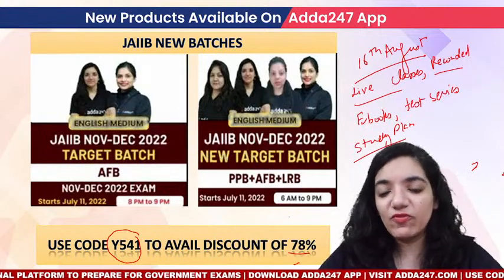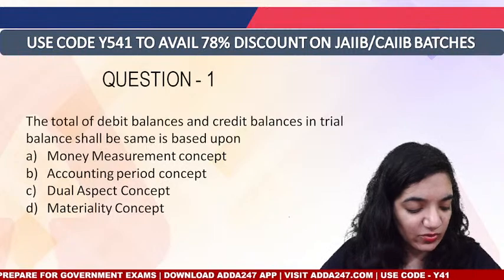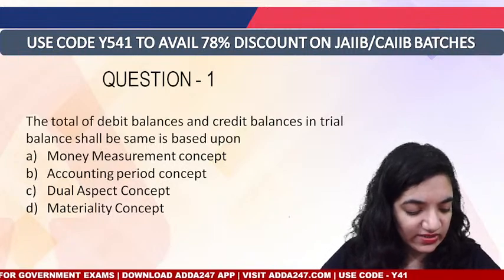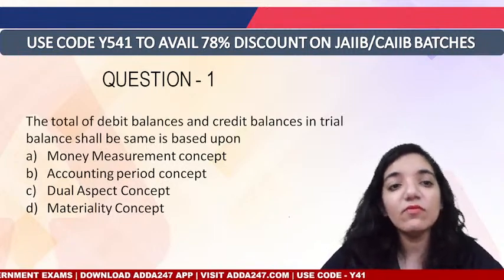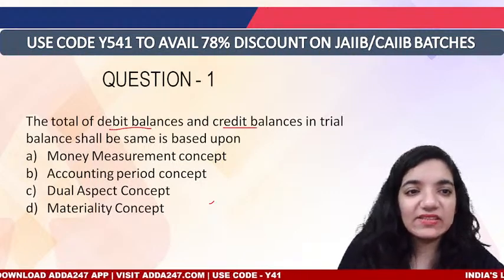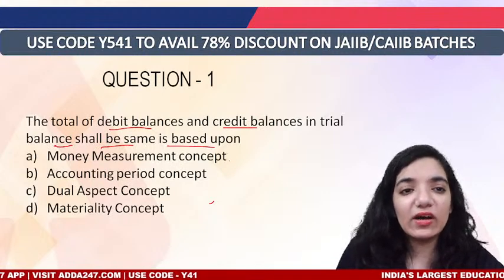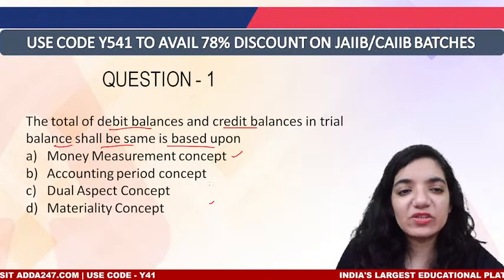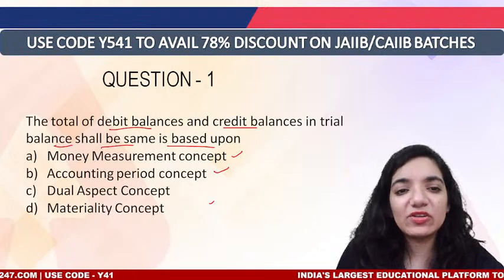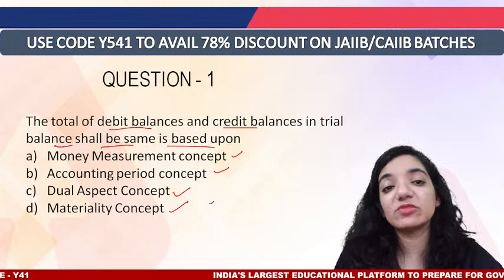Okay, so let's move forward and understand the topic that we are dealing with today. The very first question that we're going to deal with today is: the totals of the debits and the credit balance in the trial balance shall be the same is based upon the money measurement concept, accounting period concept, dual aspect concept, or materiality concept.